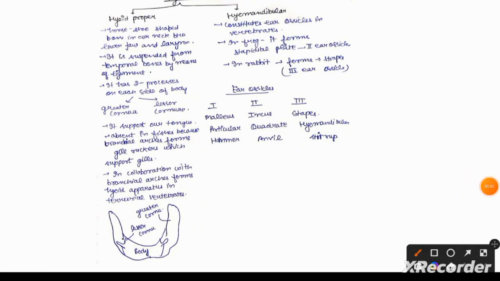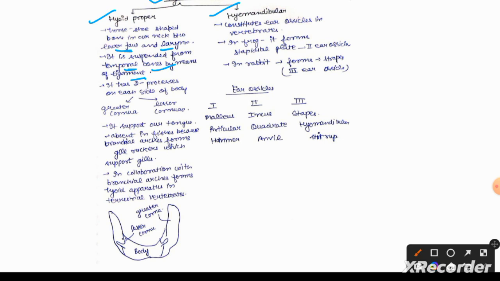Next one is the hyoid arch. The hyoid arch is also one pair, which is hyoid proper, and the second one is hyomandibular. Hyoid proper is a horseshoe shaped bone in our neck between the lower jaw and larynx. Larynx is also known as voice box or sound box, and Adam's apple after puberty in case of male. It does not articulate, it does not form any joint to any bone, but is simply suspended by means of temporal bone or ligament.